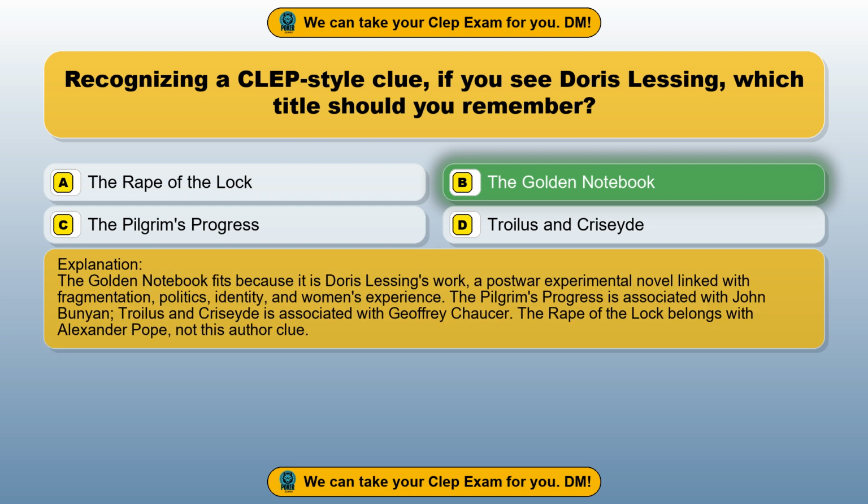The Golden Notebook fits because it is Doris Lessing's work, a post-war experimental novel linked with fragmentation, politics, identity, and women's experience. The Pilgrim's Progress is associated with John Bunyan, Troilus and Cressida is associated with Geoffrey Chaucer. The Rape of the Lock belongs with Alexander Pope, not this author clue.